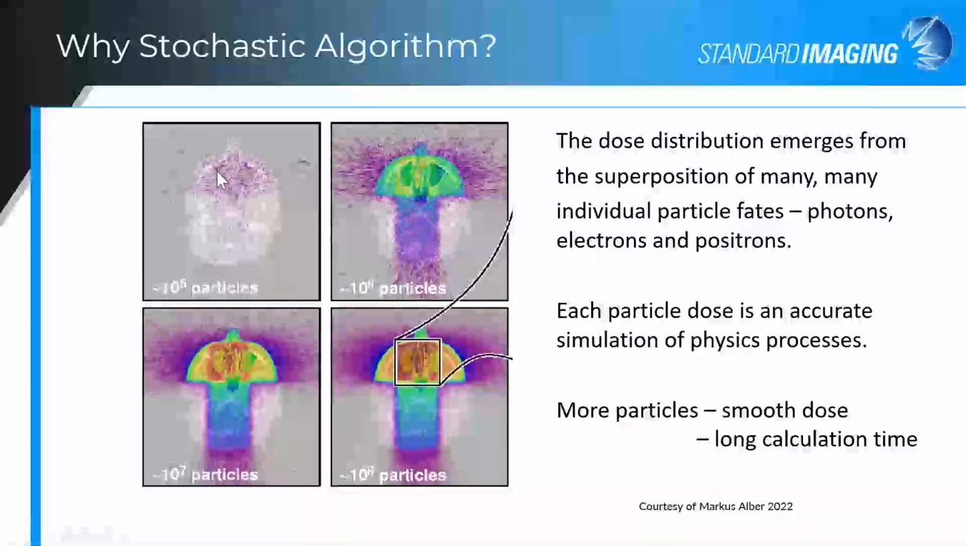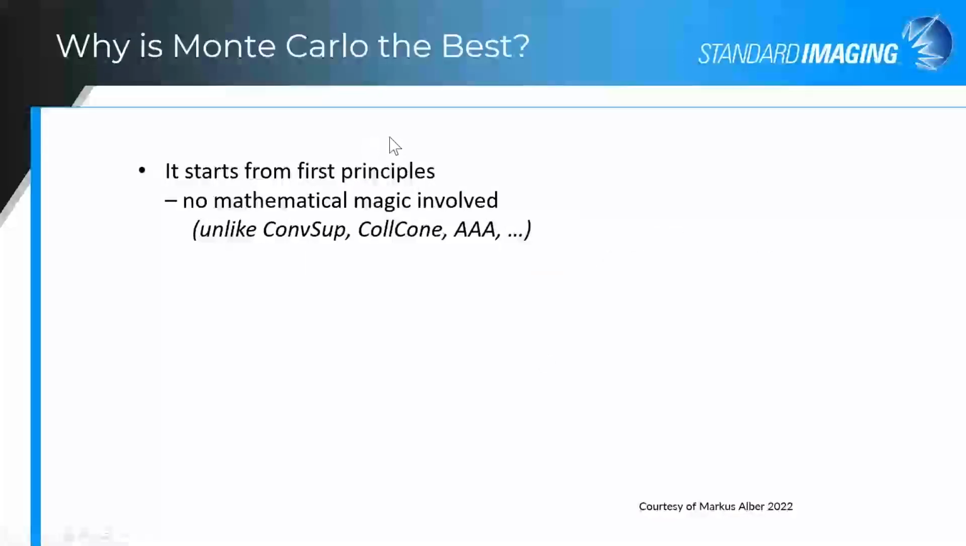So what you're seeing here are some particles and the position of their dose deposition. As more particles are added, you can see more clearly and smoothly the dose deposition until you get to a reasonable number of particles. And so the more particles, the smoother the dose. But traditionally, that also was a very long calculation time. Not so now, and I'll go into that a bit more.